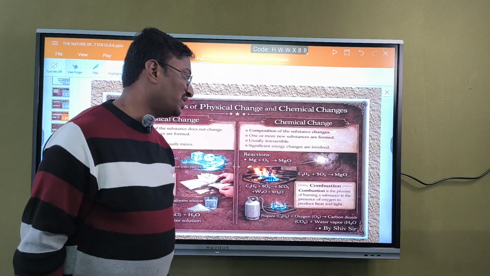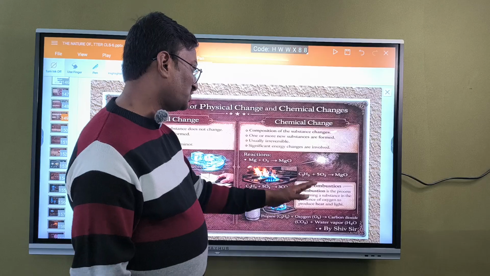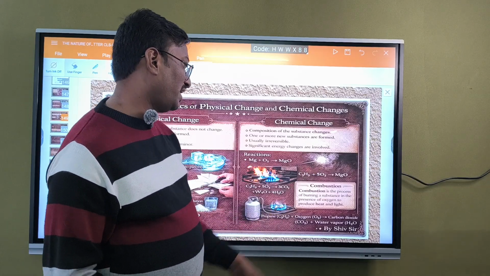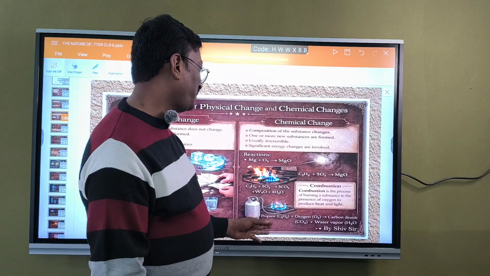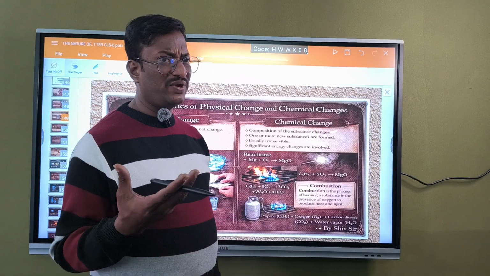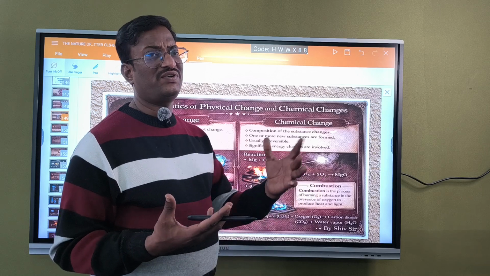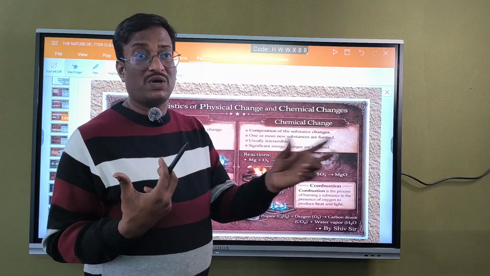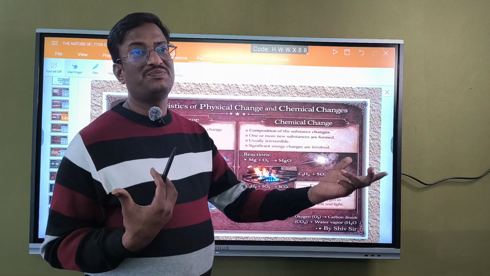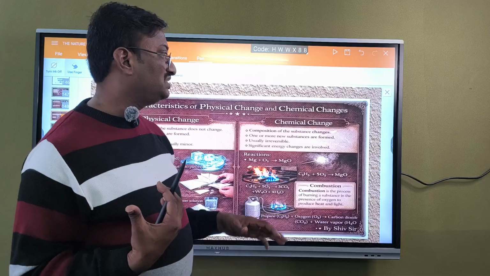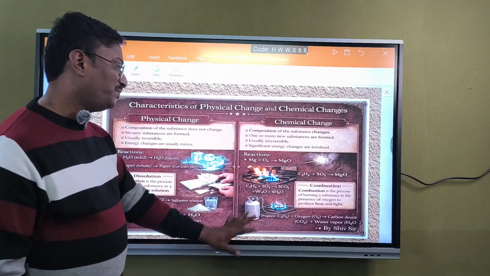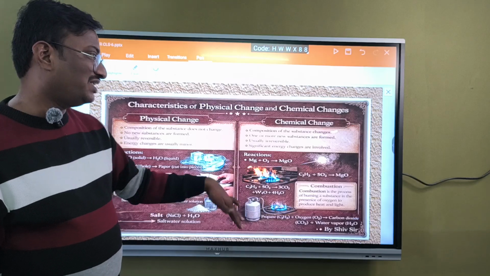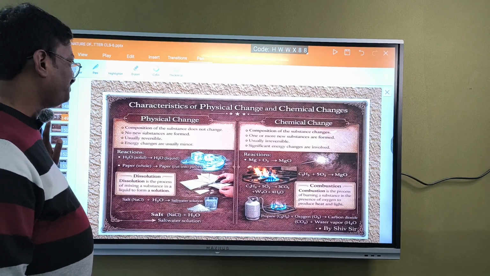But in case of combustion, we cannot get it back. It is the process of burning of a substance in the presence of oxygen to produce heat and light. For example, propane, or you take wood. If you burn it, it just converts into coal. We cannot get wood back from the coal once it has become coal. So this is a chemical change. Propane and all, these are higher level concepts. We'll learn them later.